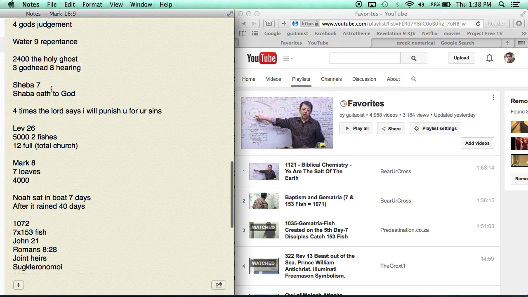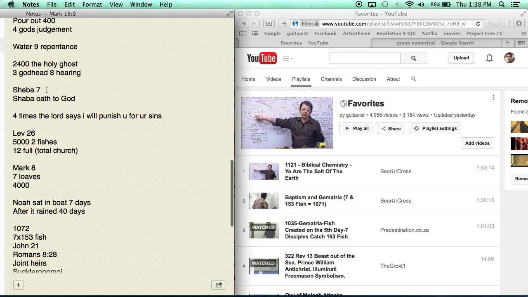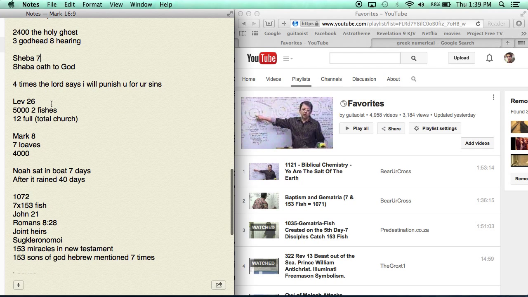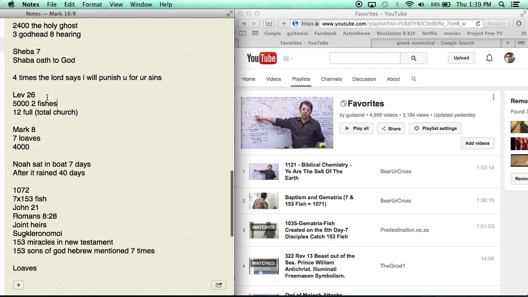Mathematically, it's a big code. The word Sheba is 7, but Shaba means to take an oath to God. So you know the number 7 always means God, and 6 is man. And 5, I think, is Gentiles. But yeah, 7, the book of Revelation has 7 about 18 times in it. So, anyway. 4 times the Lord says, "I will punish you for your sins," in Leviticus 26.